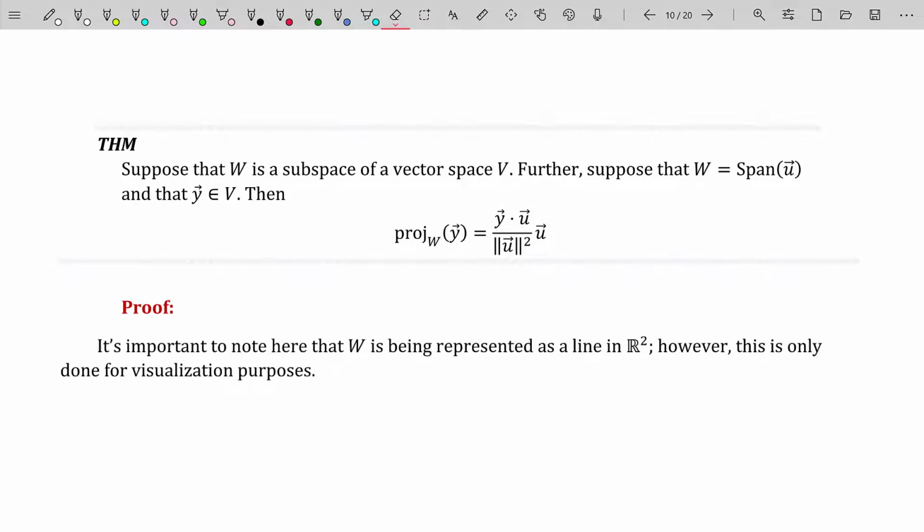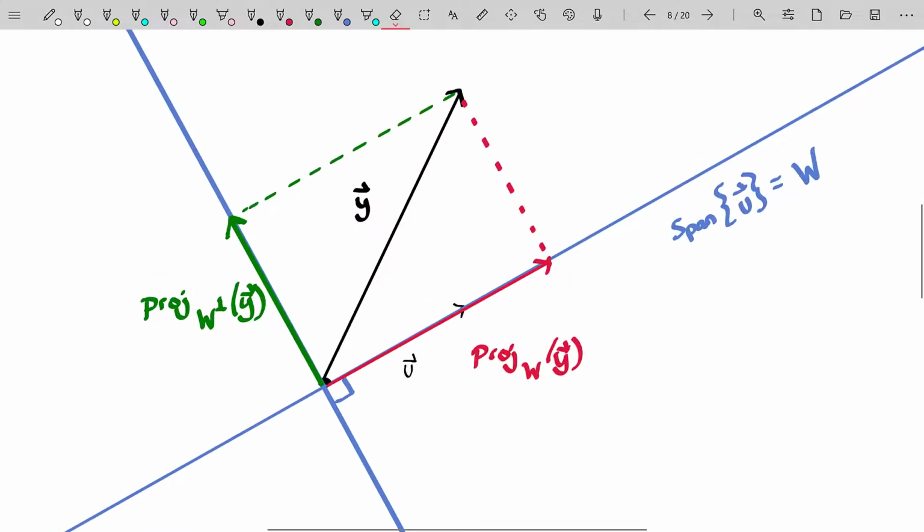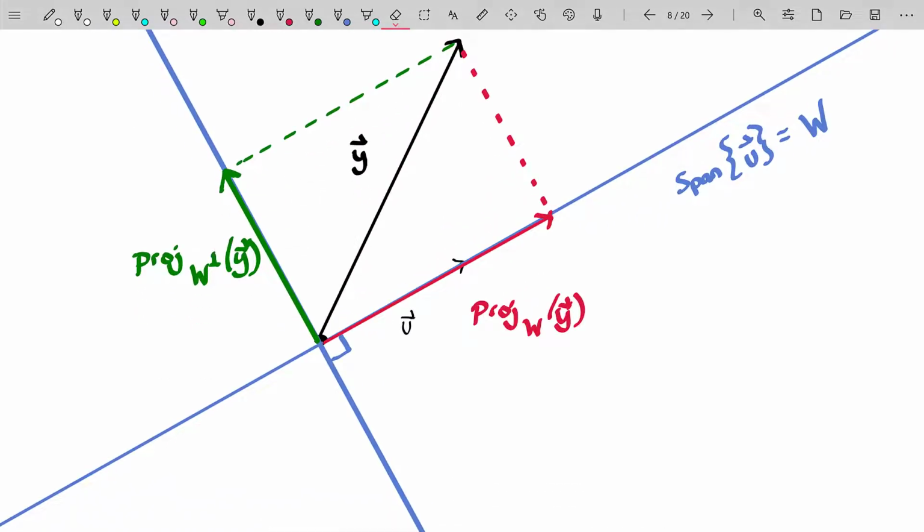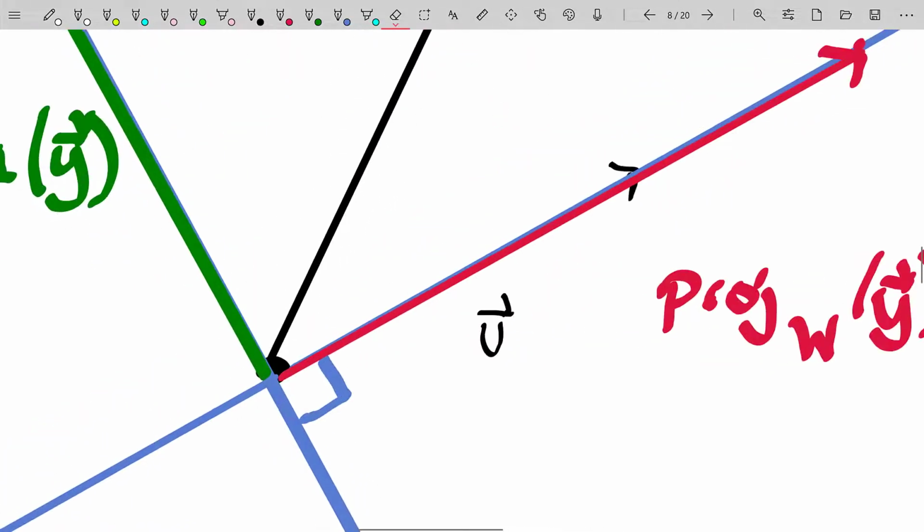It's important to note here that w is being represented as a line in R squared. However, this is only done for visualization purposes. And again, I will go ahead and use the line we already drew in the previous page to help us out. In fact, let's hop over there just to refamiliarize ourselves with that line. Now, just by this drawing, we can see that the orthogonal projection of y onto w here is some scalar multiple of u.